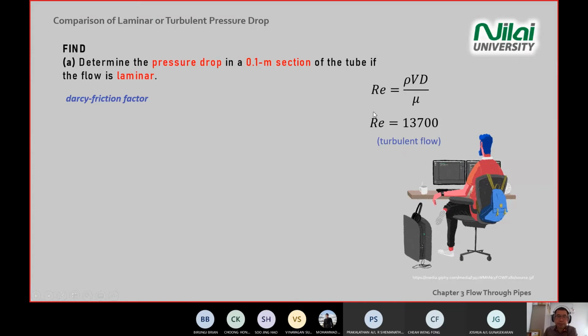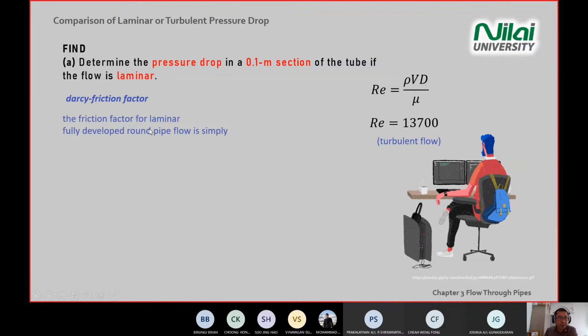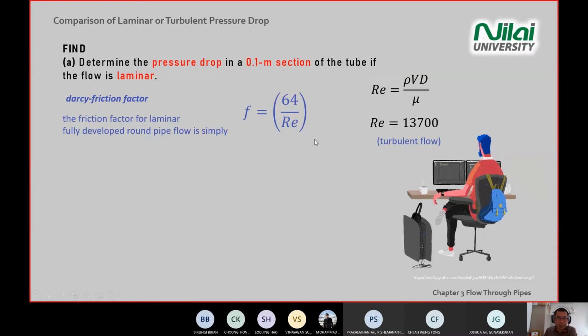From the Reynolds number, we know that the flow is turbulent flow. However, section A asks us to assume that the flow is laminar. So we need to use the Darcy friction factor, which is in my previous slides. This factor is for laminar flow, given by 64 divided by Re. I also mentioned it when I explained the Moody chart. Okay, write this statement under question 38.